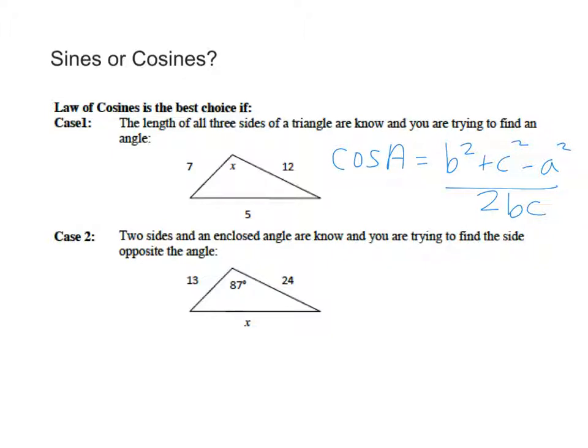Cosine law is also the best choice if two sides and the enclosed angle are known. So you look at this one, you have this side, and where those two sides meet up, you also have that angle. That makes it the enclosed angle. So two sides and then the angle in between those two sides that you know, then that's the cosine law. But that's the other form of the cosine law, right? It's a squared equals b squared plus c squared minus 2bc cosine A. So those are the two situations where you would use the cosine law. If you have all three sides, or if you have two sides and the enclosed angle.